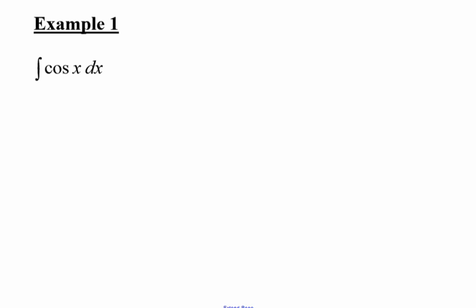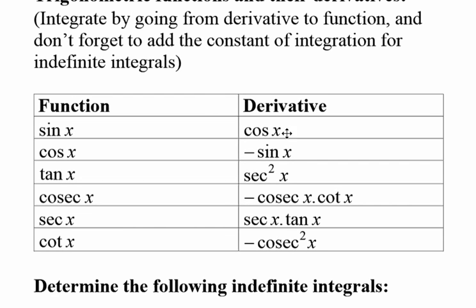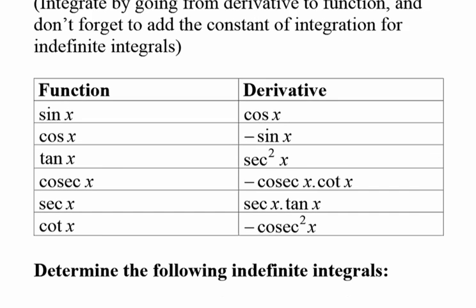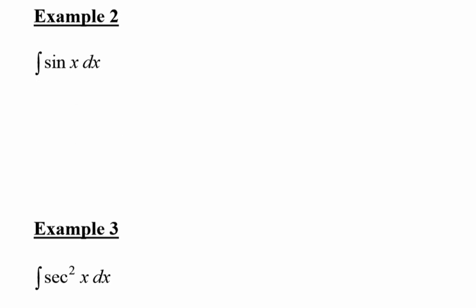Right, I need to find the integral of cos x dx. So I look at my table, I see if I can find that. Yes, there it is, cos x. What is the integral? It is simply sine x. So, put that in, the integral of cos x is simply sine x plus my constant of integration. Check, if I differentiate sine x, I'm going to get cos x. Cool. Let's look at another example.